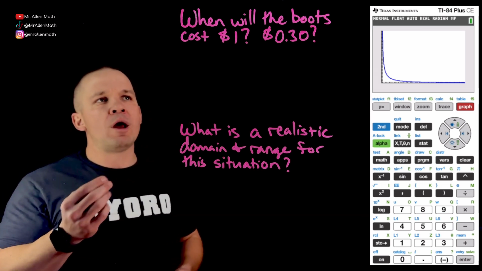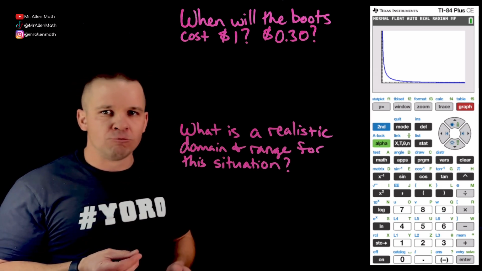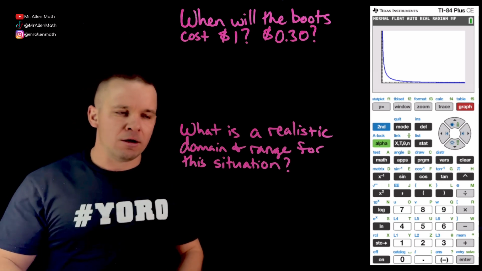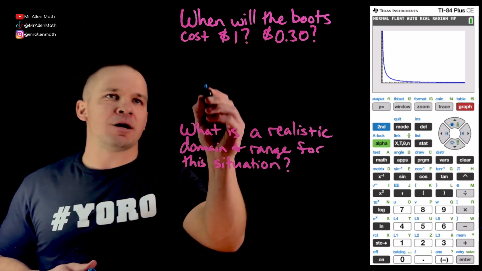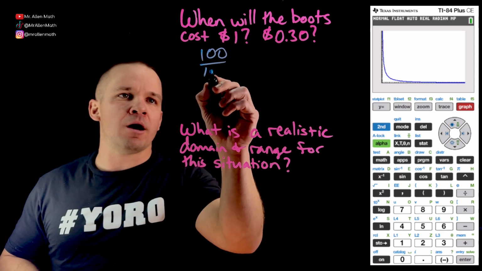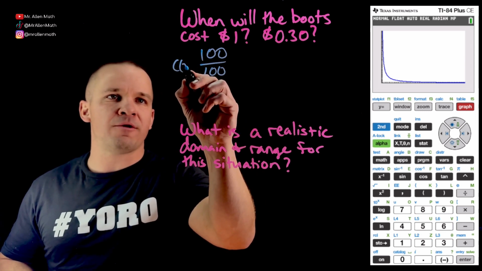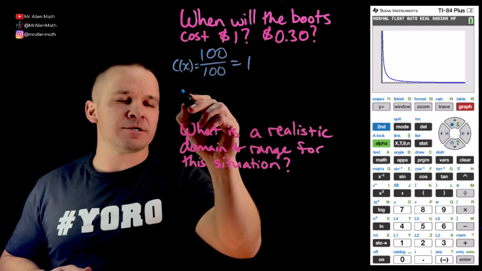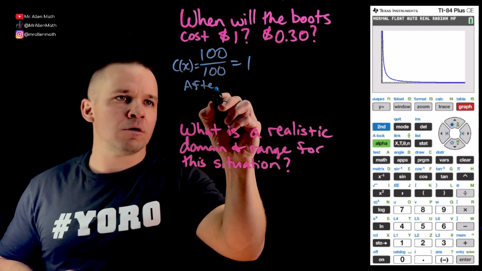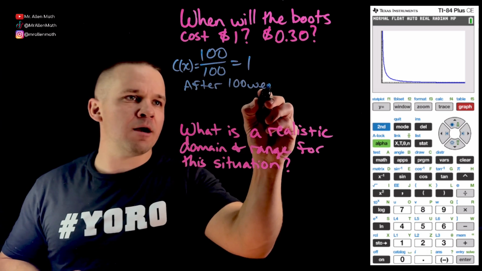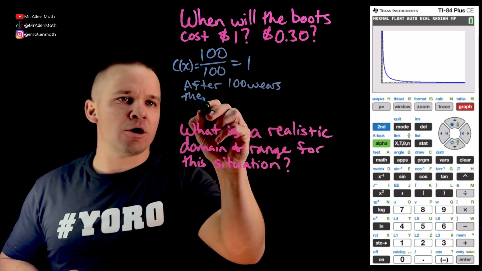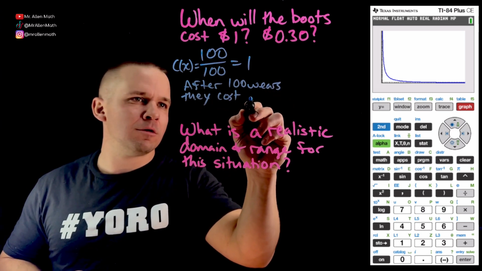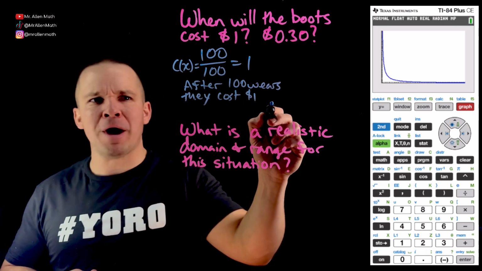Now, here I have, when will the boots cost $1? Well, you could probably do this in your head. If it costs $100 and I wear it 100 times, that's my cost as a function of X. That's going to give me $1. So after 100 wears, they cost $1 per wear.